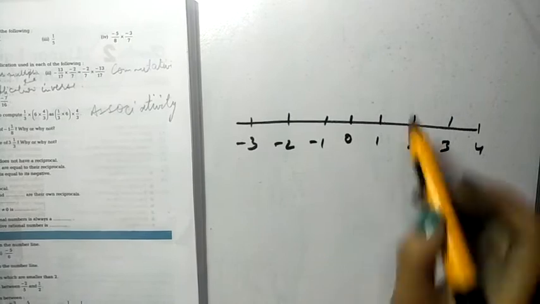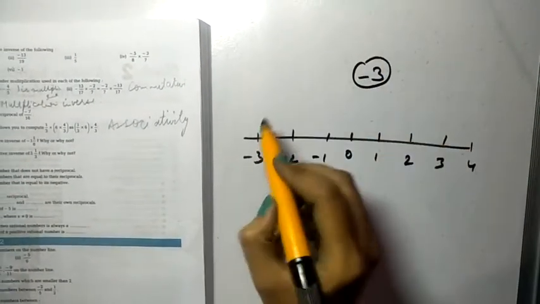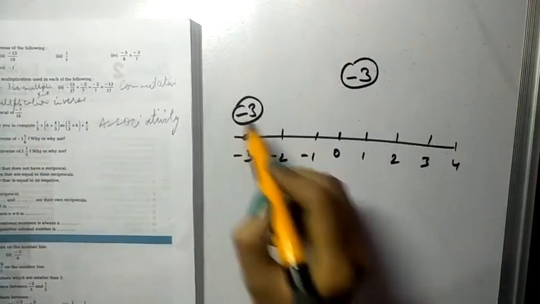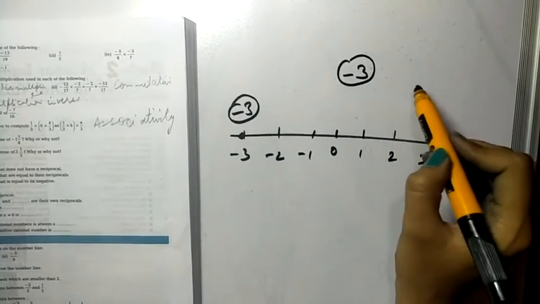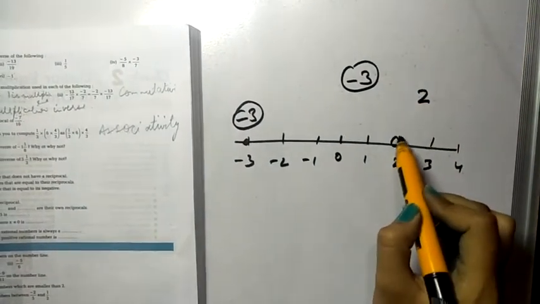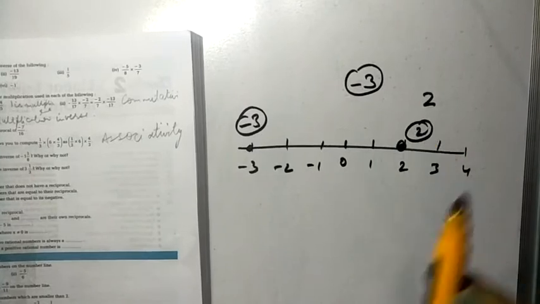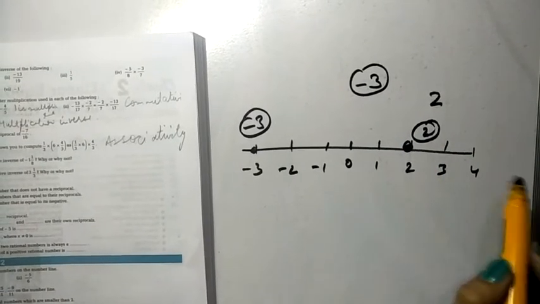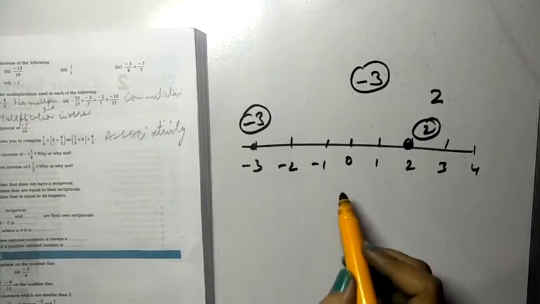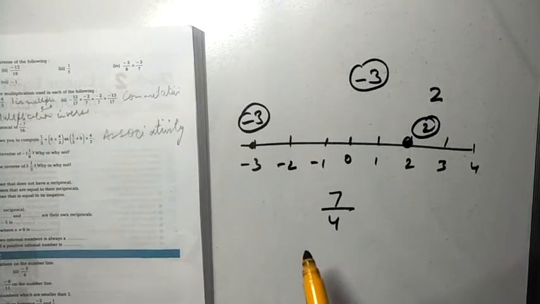This is the number line. If I am asking you to plot -3, you will plot it here and tell me this is -3. If I ask you to plot 2, you will just place it here and show me this is 2, and it is the same in this. But here we have to represent 7/4, which is a fraction.